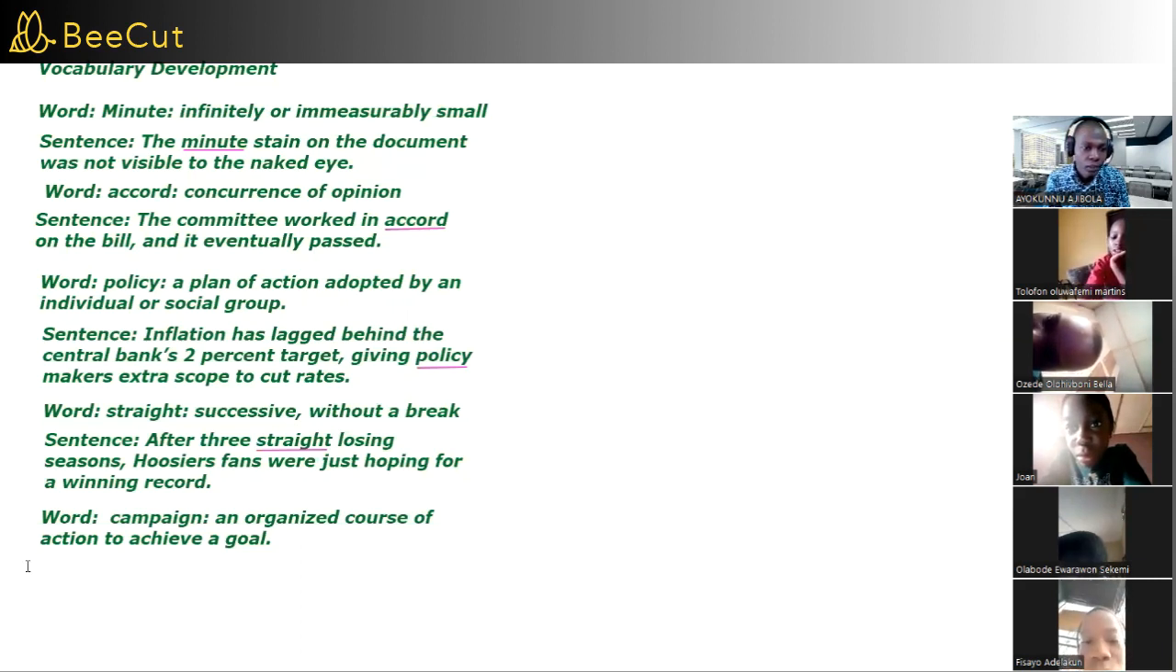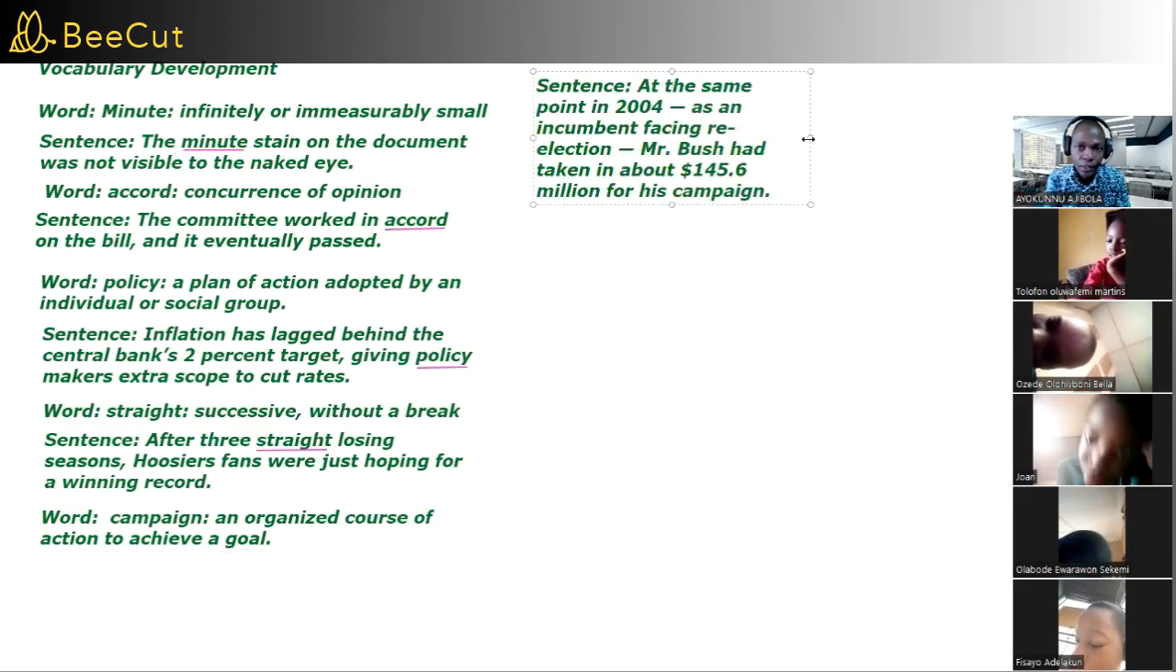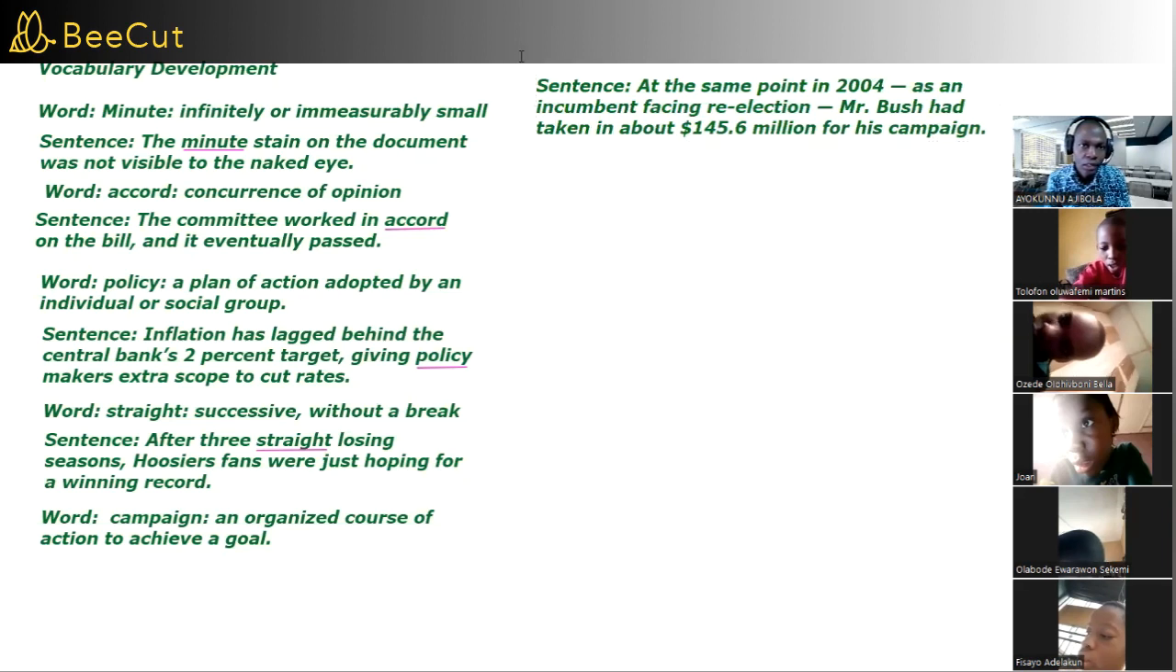Let's see the sentence I'm going to use. So I'm going to move that up now. That's great. So the sentence for campaign is up here. At the same point in time, 2004, as an incumbent facing re-election, Mr. Bush had taken about $145.6 million for his campaign. So that's a sentence there.